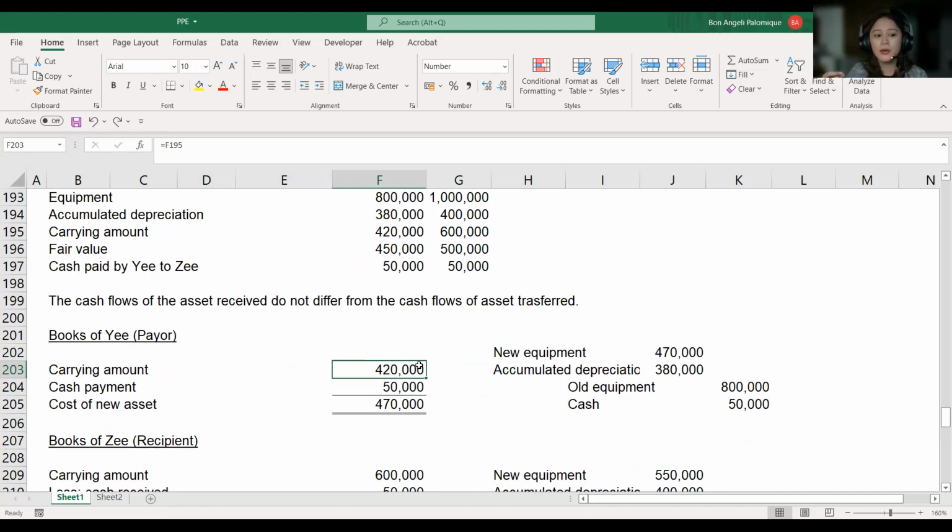So pag nag-aaral kayo, maganda na magkaroon kayo ng, usually ako may small index card ako. Bawat isang chapter sa IA1, may small index card ako na nakasipit doon sa header nung chapter na yon. Nilalagay ko doon, kunyari, ang mga key na matatandaan ko dito, ano yung initial measurement niya, ano yung subsequent measurement niya. So gagawa ako ng line doon na initial measurement niya, cost. Ano yung laman ng cost? Yung 3. Subsequent measurement niya, cost or revalued.